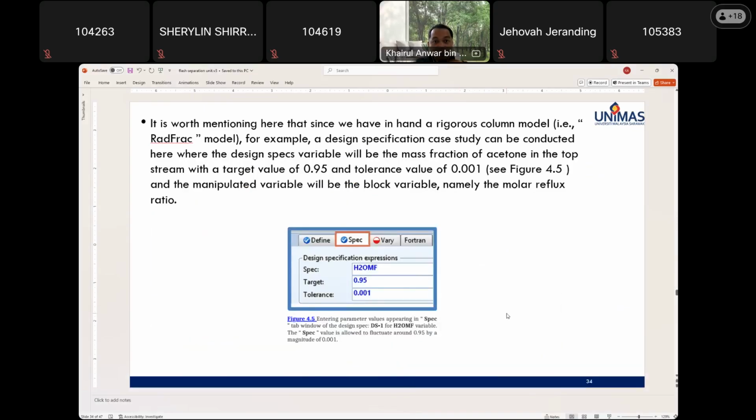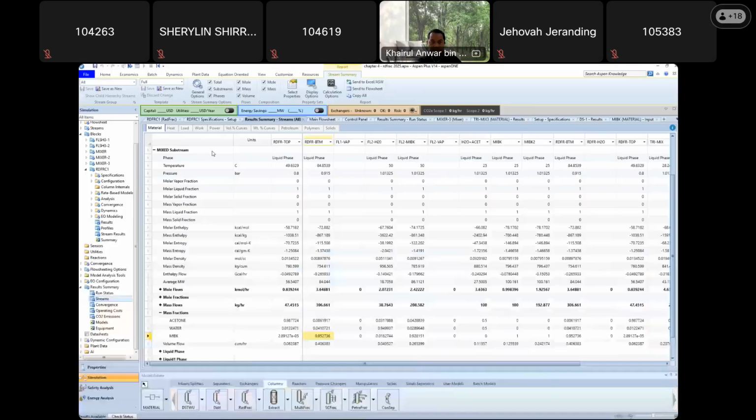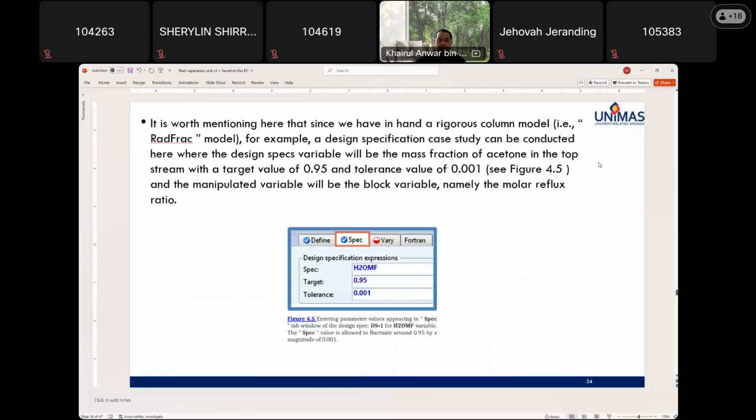It is worth mentioning here that since we have in hand a rigorous column model, a reflux model, for example, a design specification case study can be conducted here where the design spec variable will be the fraction of acetone in the top stream.